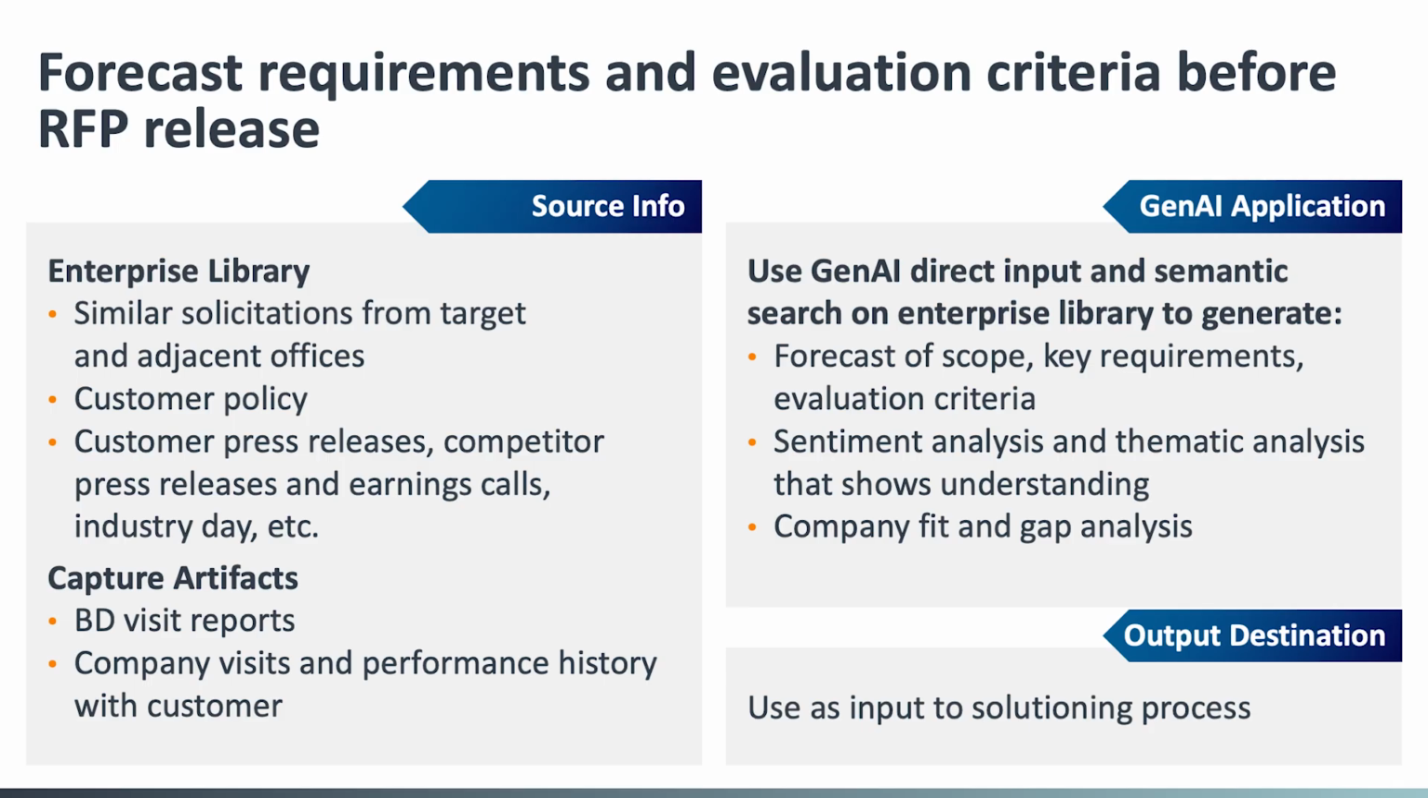And once you've done that, what you can do is you can have a workshop. Okay? And what you can do then is use your enterprise library and your capture artifacts to forecast scope, key requirements, evaluation criteria, do sentiment analysis, thematic analysis on those inputs. I'll show you how to do this in a workshop in just a moment. And talk about how well your company fits and where the gaps in your offering are, where you might need a team or make investments in order to solve those gaps. And again, this becomes a critical input to your solutioning process.